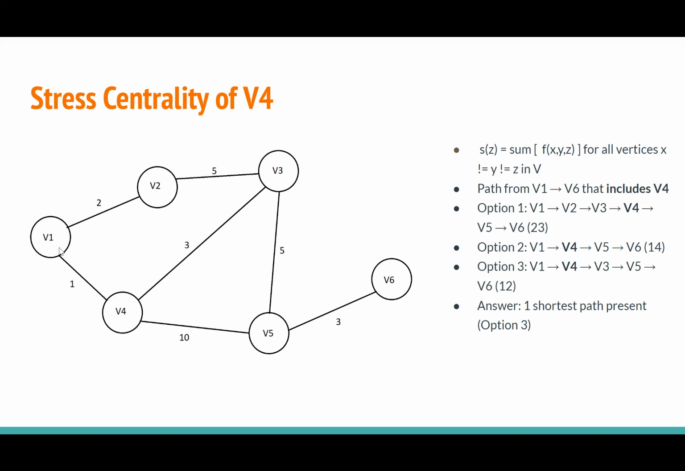Then option 3 is vertex 1 to vertex 4 to vertex 3 to vertex 5 to vertex 6, and that comes to 12. And although that last one has 1 extra vertex in its path, it's still lower, because this 10 between vertex 4 and vertex 5 creates a longer, more distant path. So actually, option 3 is our answer. There's only 1 shortest path that includes vertex 4 from vertex 1 to 6. And it is the last one, option 3.